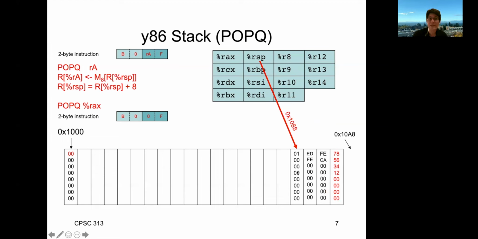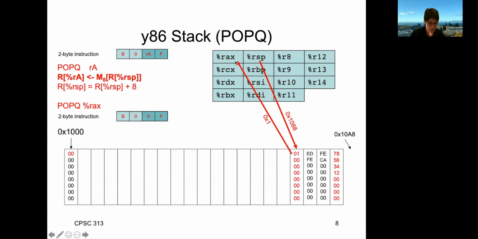In this case, we've got several things on the stack already. The stack pointer is pointing to this location, whose address is 1088 hex. The first thing we're going to do is take what's in memory at the address of the stack pointer. This value here, which I hope everybody sees is just a 1, we're going to place into the register referenced by rA, which is rax. So we take this value 1 and put it in rax.